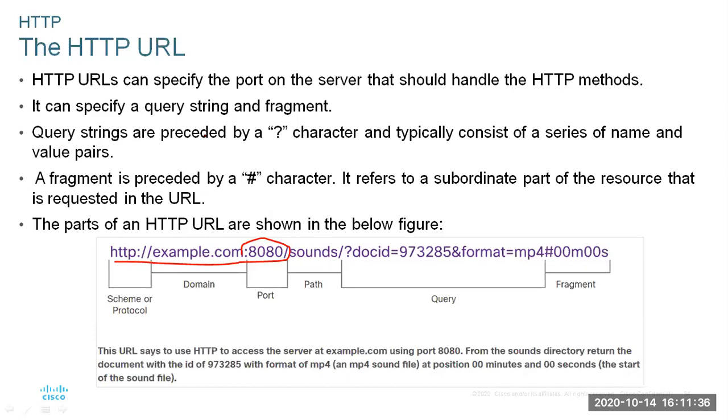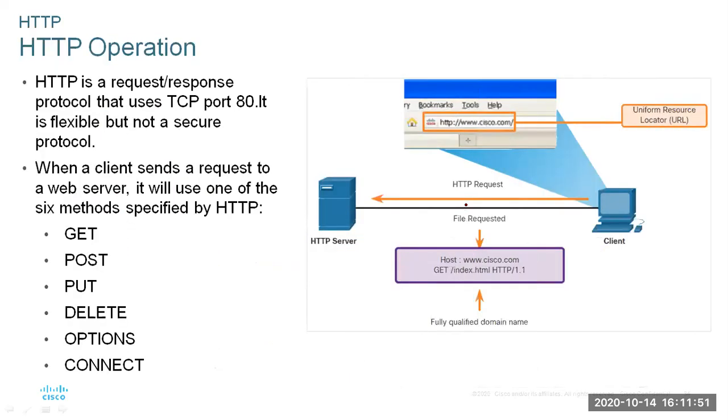Query strings are preceded by a question mark, in this particular case, you see it like that. And then a fragment is preceded by a hash, as you can see here. So that is how they are being interpreted. HTTP is a request or response protocol that uses TCP. By default it is port 80.